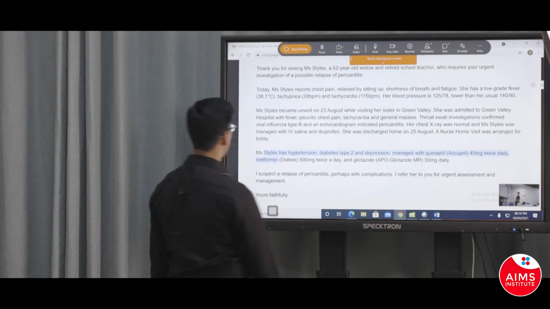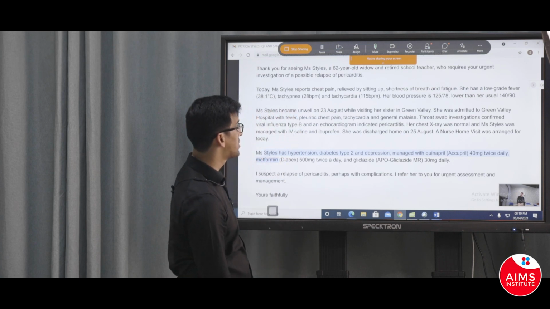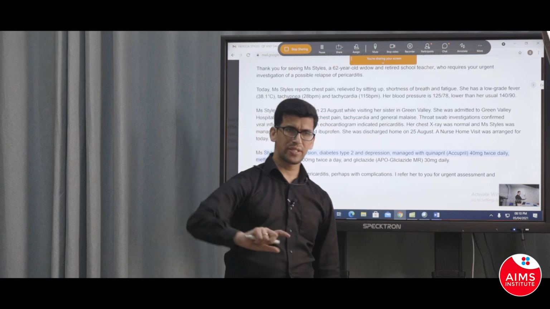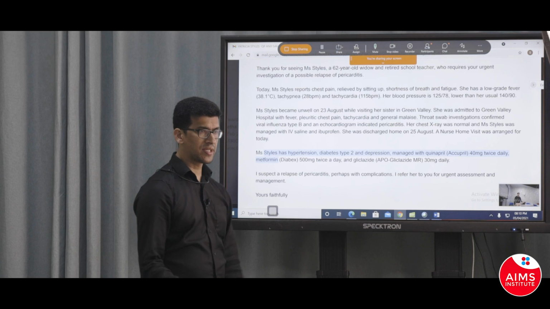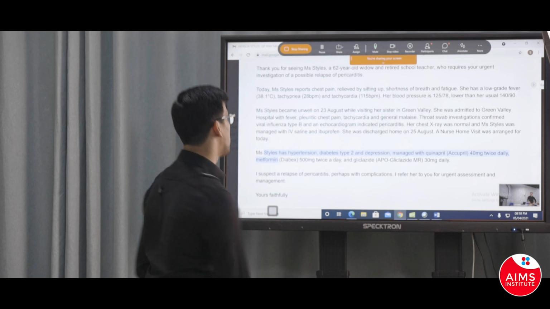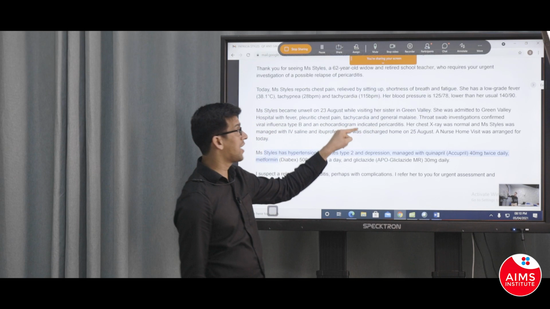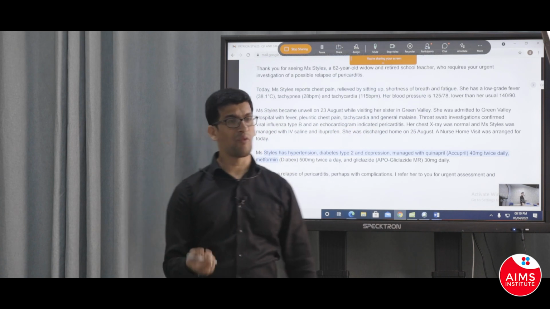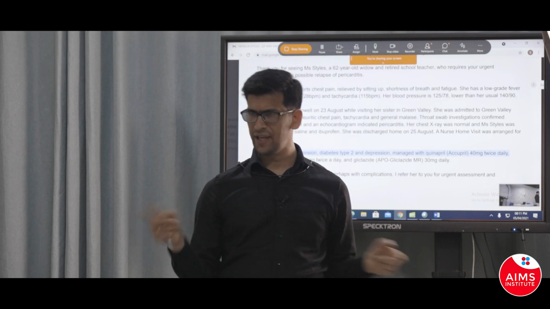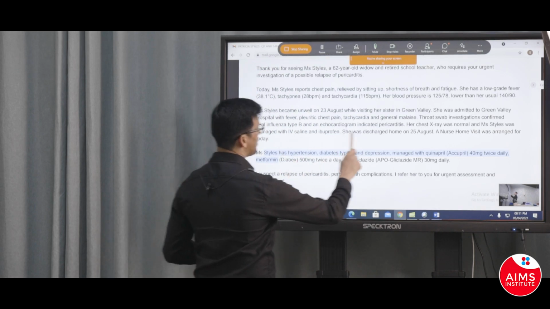She was admitted to Green Valley Hospital with fever, pleuritic chest pain, tachycardia, and general malaise. Throat swab investigations confirmed viral influenza type B. What confirmed? The investigations confirmed. That's not "investigation was confirmed". Investigations revealed, investigations confirmed. Echocardiogram indicated, not "echocardiogram was indicated". So we all have the habit of unnecessarily adding was and is in wrong places. So echocardiogram indicated pericarditis.